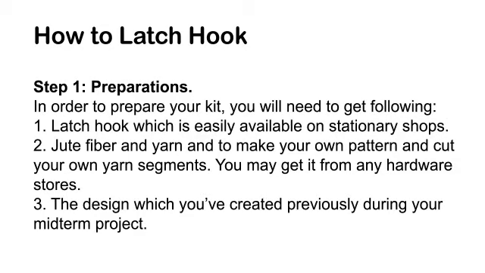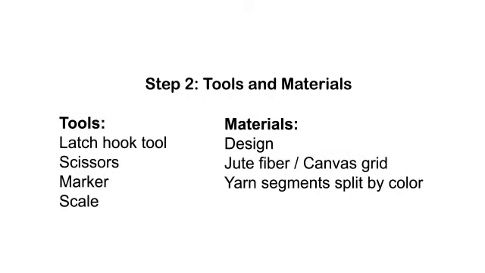Let's discuss the procedure and steps on latch hooking. Step 1. Preparations. In order to prepare your kit, you will need to get the following: a latch hook, which is easily available at stationery shops, jute fiber and yarn, and to make your own pattern and cut your own yarn segments, you may get it from any hardware stores. And the design which you created previously during your midterm project.